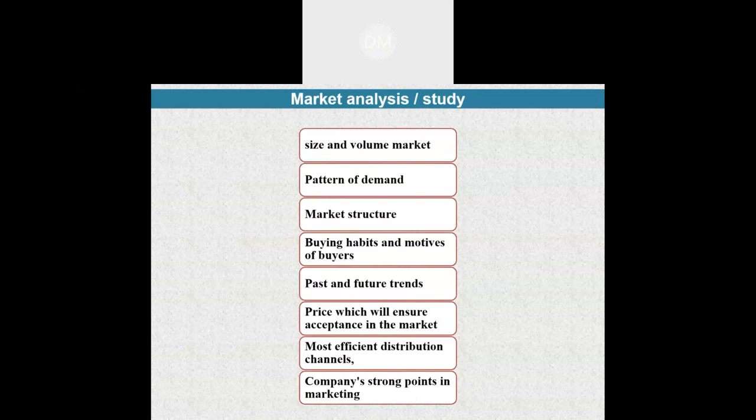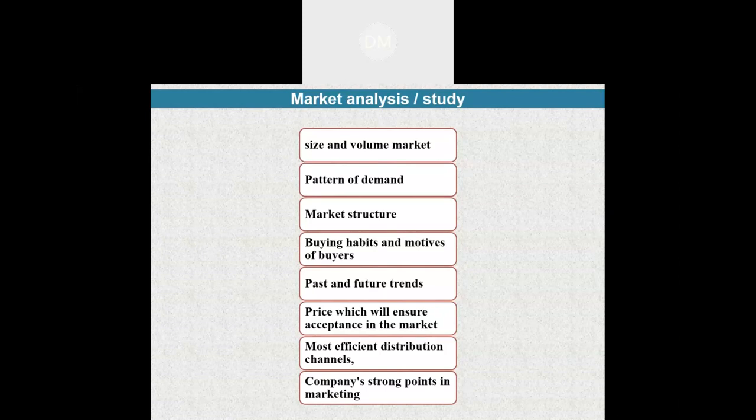Then past and future trends for products. For example, drinking water bottle. So 10 years back, only few persons purchased drinking water bottles, but nowadays most people purchase such type of drinking water bottle. So the past of such type of product and future trends of products in the upcoming 10 years, what the exact condition or situation for products or exact market after 10 years for the product.